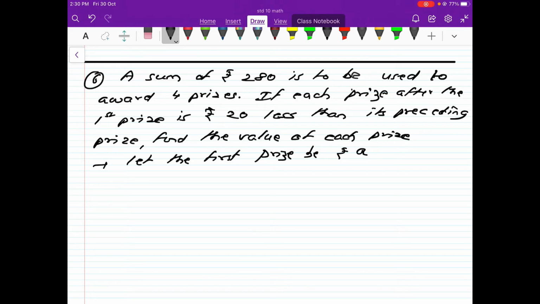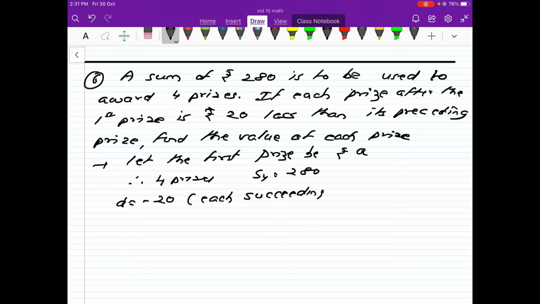Okay, so now since there are 4 prizes, S4 is equal to 280. So what is d here? Now here a, what is d? d is minus 20 because each succeeding prize is rupees 20 less. So I have taken minus 20.